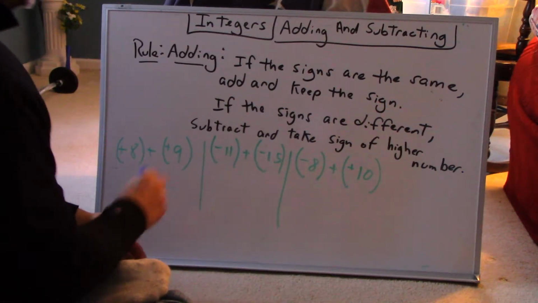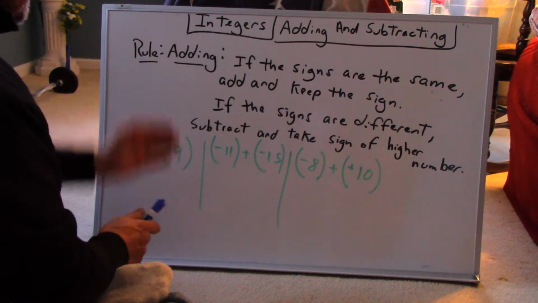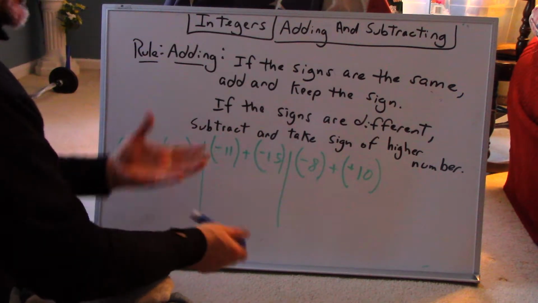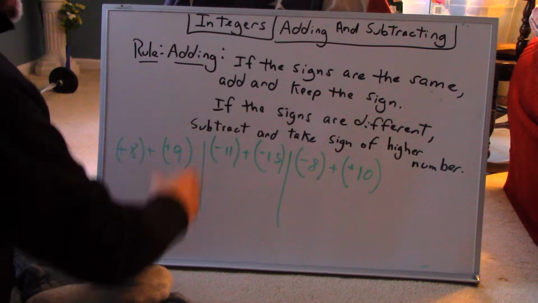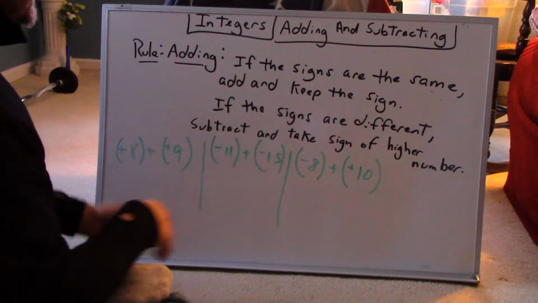Today I'm going to teach you how to add and subtract integers, okay? So let's start with adding integers. And of course, integers are positive and negative numbers. Here are the rules for adding. There's two of them. They're really simple.